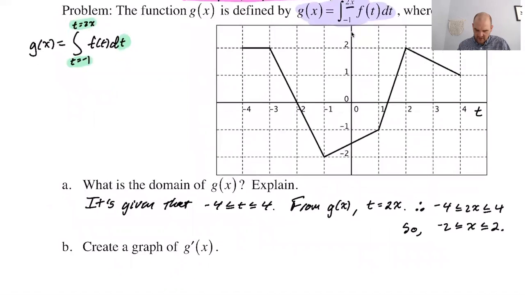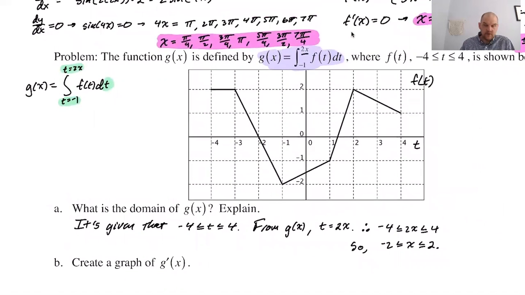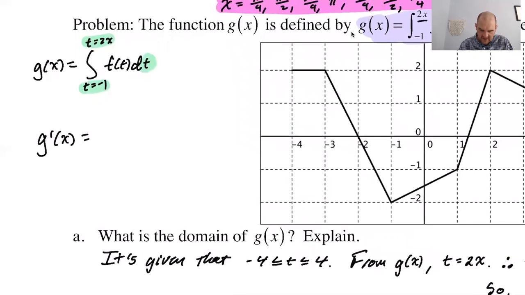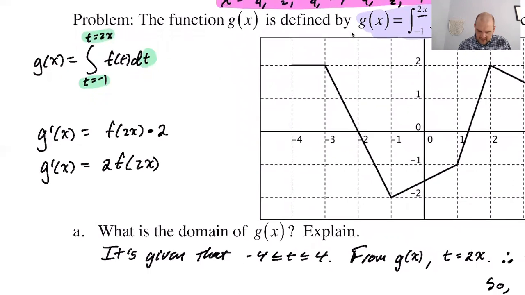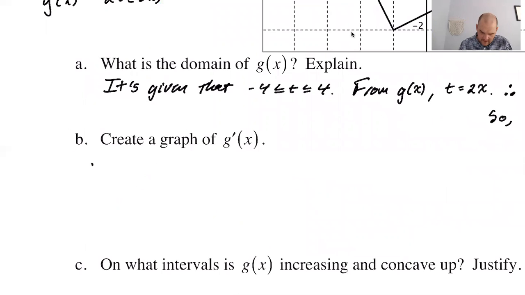So the next question is to create a graph of g prime of x. All right, well, to do that, I'm going to need to know what g prime of x is. So g prime of x, this is a second fundamental theorem problem, right? So we take the integrand, which is f of t, replace every t with 2x. So it's going to be f of 2x times the derivative of 2x, which is 2. So g prime of x is just going to be 2f of 2x. Okay, so I'm going to copy that down here so that we know that. So g prime of x equals 2f of 2x.